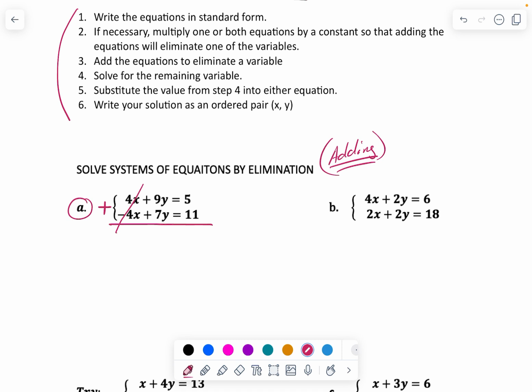So if those cancel out, we continue on, and we get 16y equals 16. Dividing both sides by 16, y equals 1. Isn't this fabulous? It's so great.